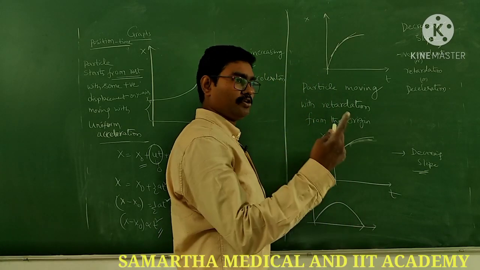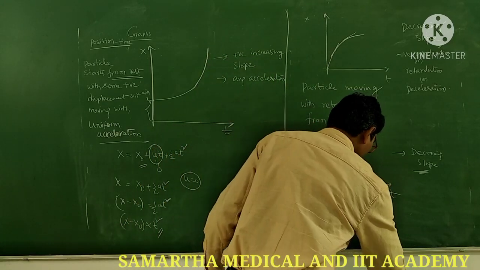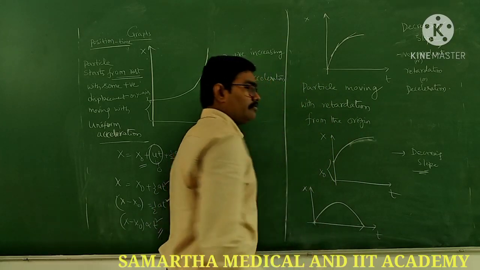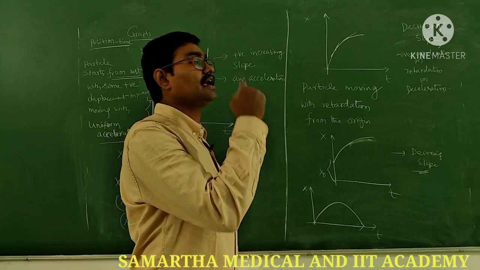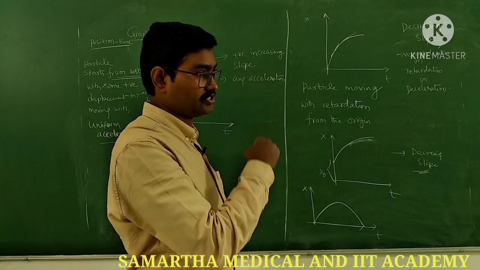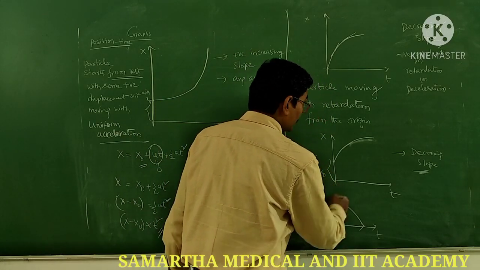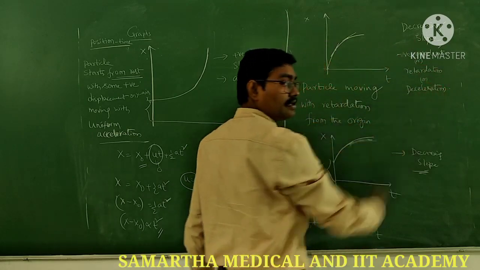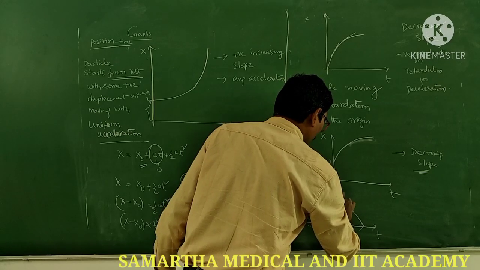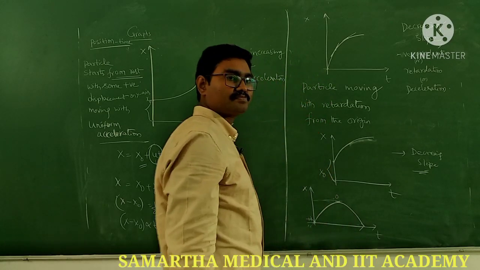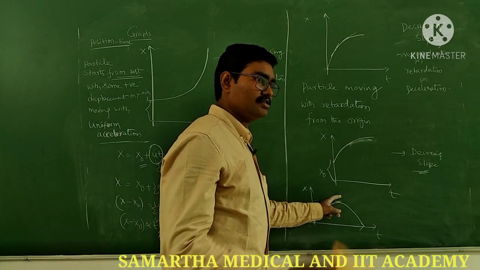A vertically projected body: if you take a vertically projected body, the position time graph. See here, when you throw the body vertically upward, what happens? Its velocity gradually decreases, negative acceleration. So the slope is decreasing slope, negative acceleration. From positive k to 0, the slope becomes 0; it decreases first. Clear or not?